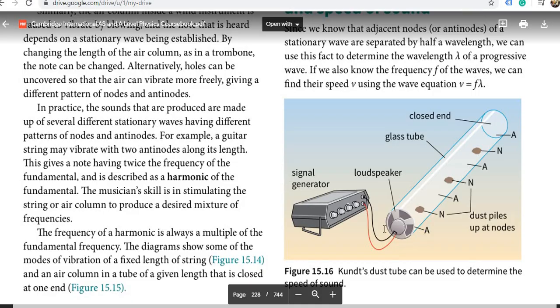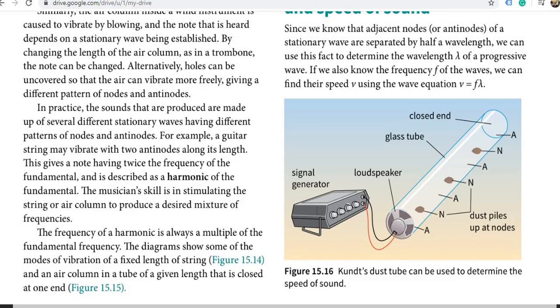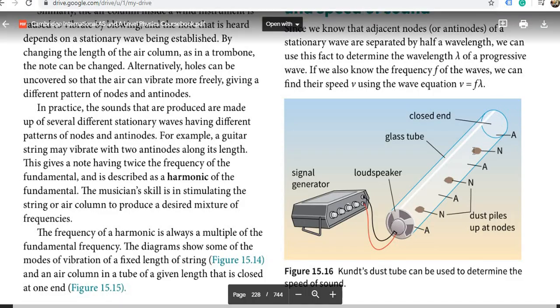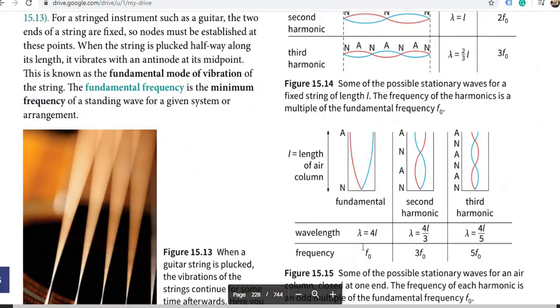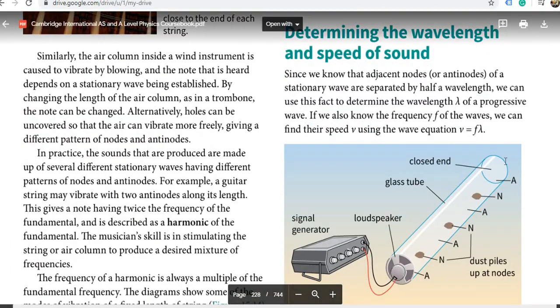You can adjust the frequency of the sound waves it produces using the signal generator. The signal generator is used to adjust the frequency. So the first possibility is what? Antinode here, node here, with nothing in between. Something like this. Antinode here, node here. That is the fundamental.